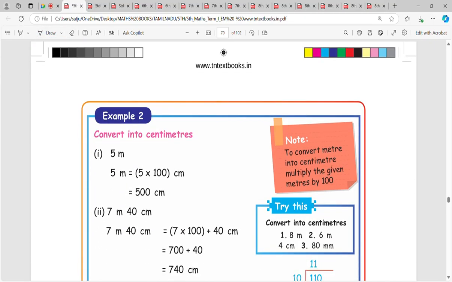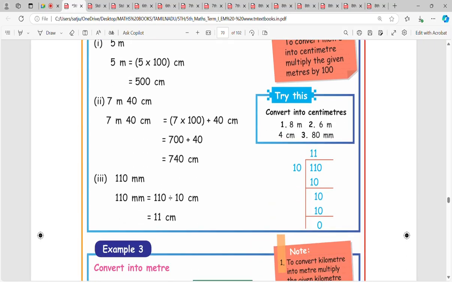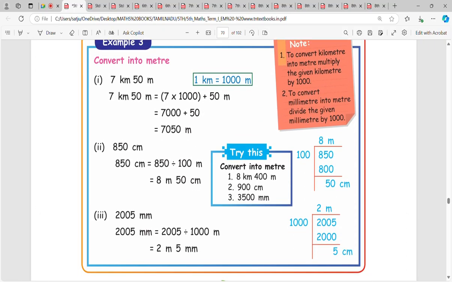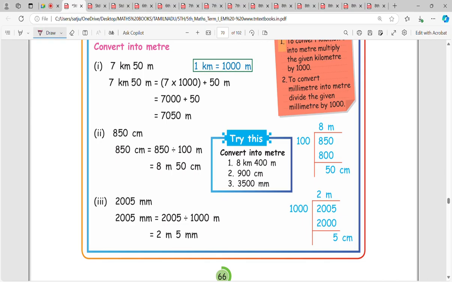Then these and all you just practice. Okay, not required. These are all you practice. And 1 kilometer is equal to 1000 meter. 1000 meter is equal to 1 kilometer. Okay, so guys, this is very important. And check this kind of steps also, simple things.